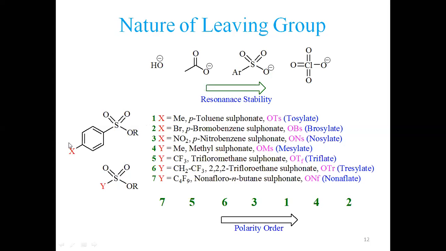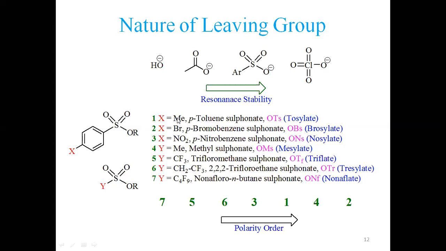So this X group is very important. Methyl is electron donating by inductive effect, so we can call this a plus I group. Bromine has three non-bonding electron pairs. It donates this electron pair in resonance, giving a negative charge here. So this is increasing electron density, but by resonance. So bromine is a plus R group, electron donating by resonance.